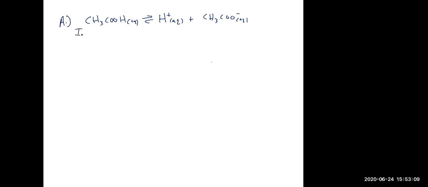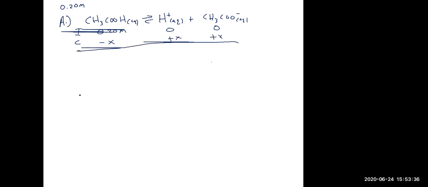All right. So initially here again, we're doing 0.2 molar. So initially we have 0.2 molar, 0 and 0. Change is going to be minus X, and plus X. And that means when we do reach equilibrium, we're going to get 0.2 minus X, X, and X.